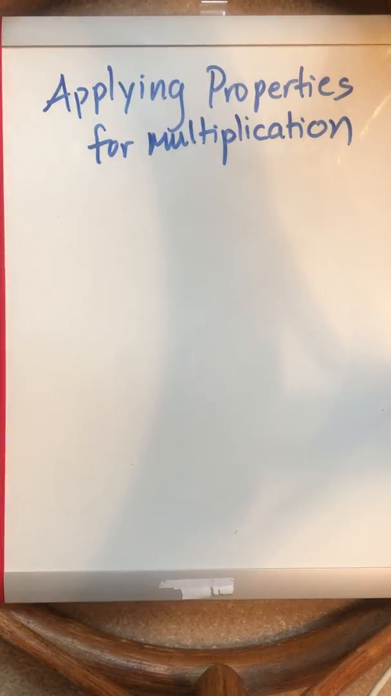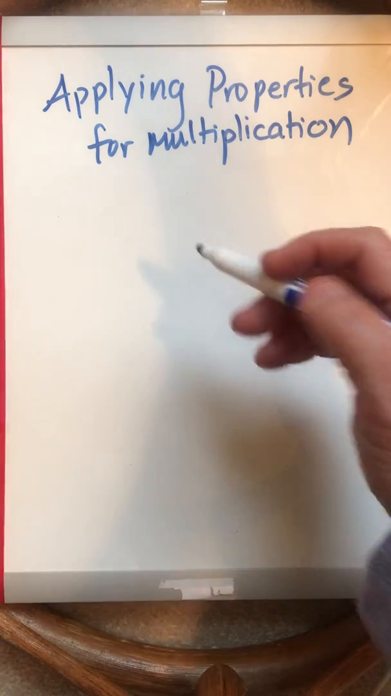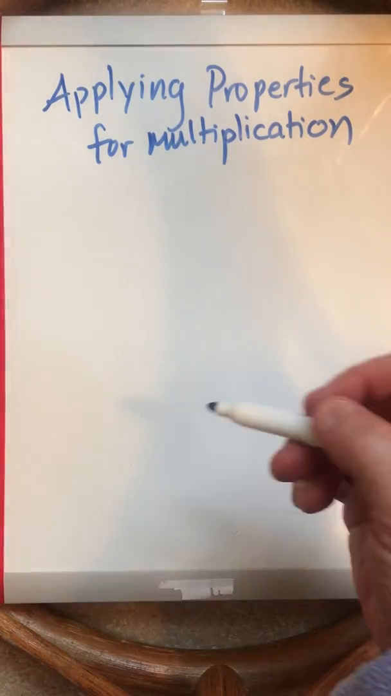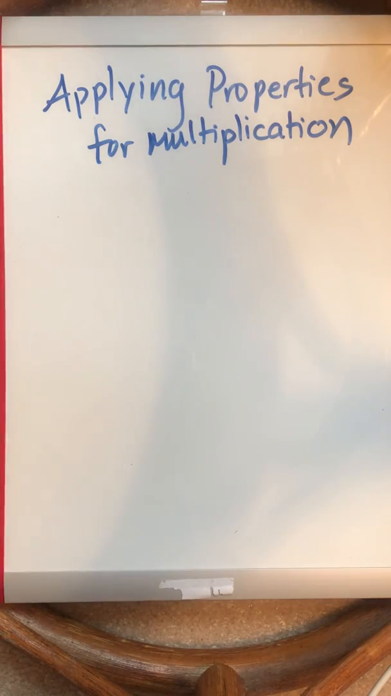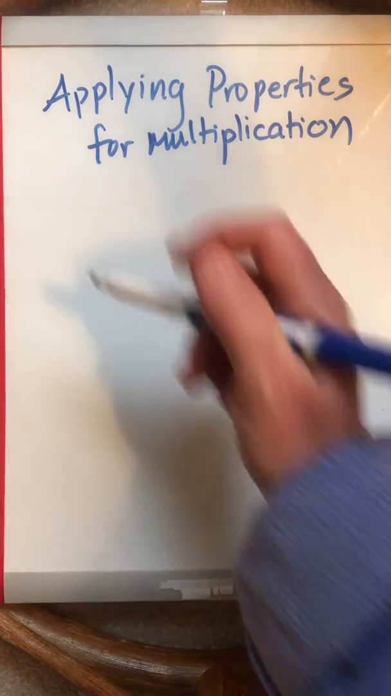Hi boys and girls, we're going to go over some of the rules of multiplication that you will be using that could be helpful for you. So we call them properties, but they're actually the rules that we follow when we multiply.